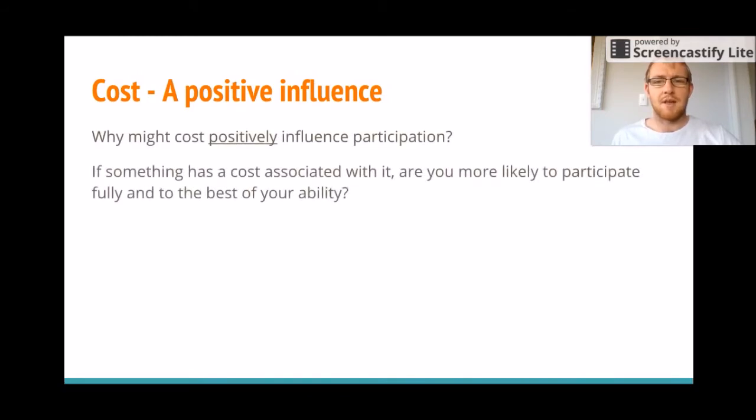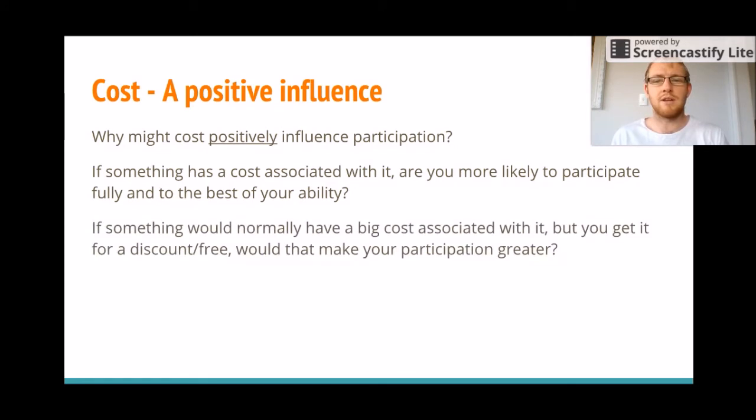So if something has a cost associated with it, do you think that someone is more or less likely to fully participate to the best of their ability? Okay, so they've had to pay something for it. Do you think they're more or less likely to follow through on that? Similarly, if something would normally have a big cost associated with it, so we may not normally be able to access it, and then someone pays that for you or someone gives you a discount, again, do you think that will have a positive or a negative effect on people's participation?